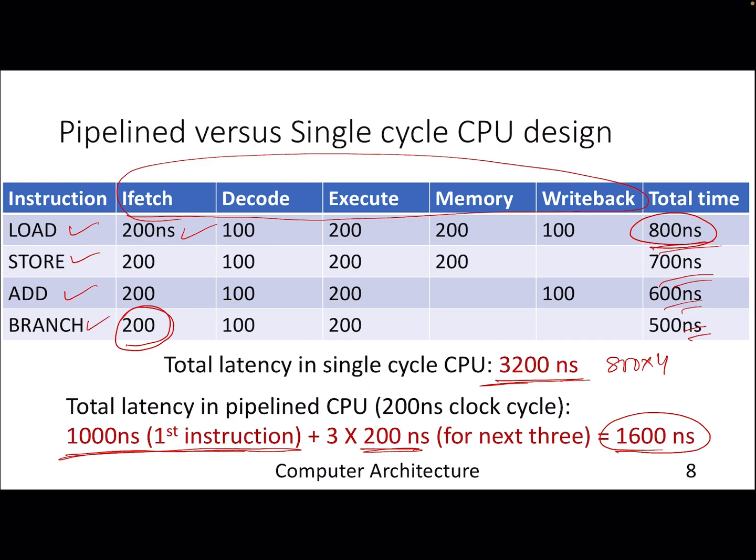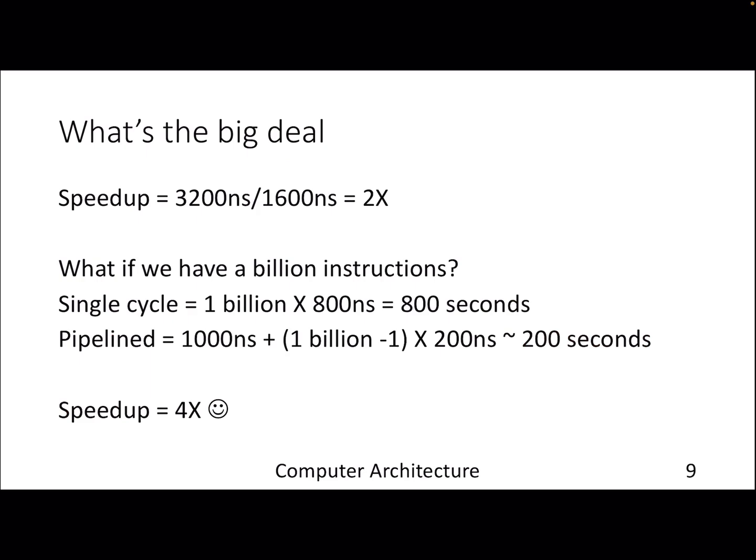So if you try to find the speedup, this is the execution time unpipelined, and this is the execution time with the pipeline design. So it's about 2x faster. Now, if we extrapolate it and make it more practical, what happens if you have billions of instructions? Let's say in a single cycle design, with 1 billion instructions, each instruction will take 800 nanoseconds. So that makes it 800 seconds.